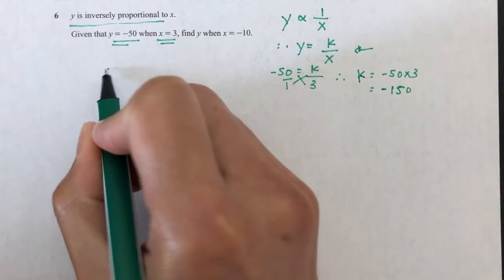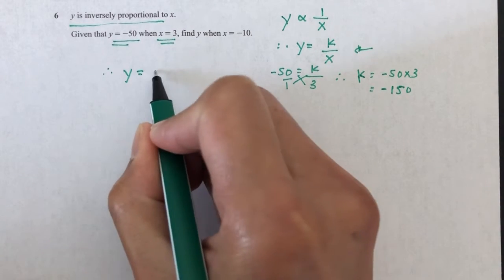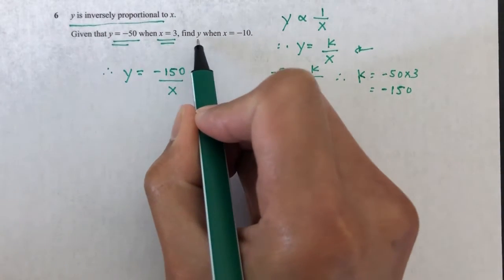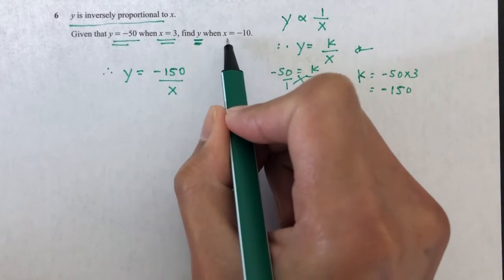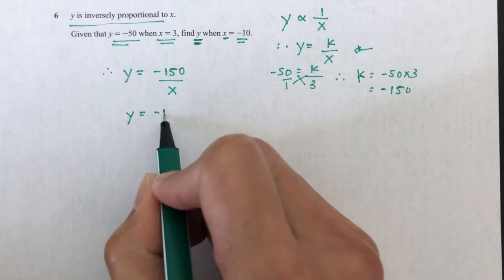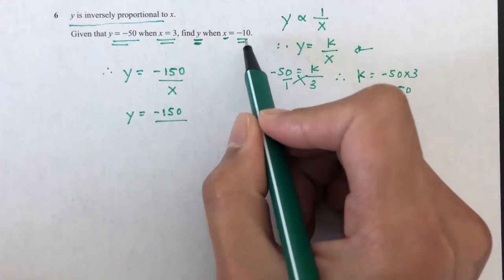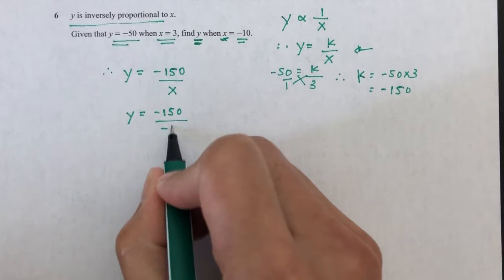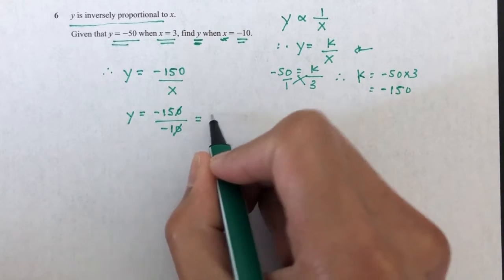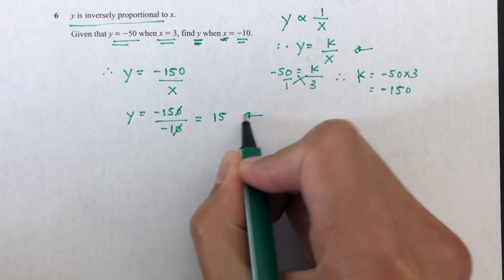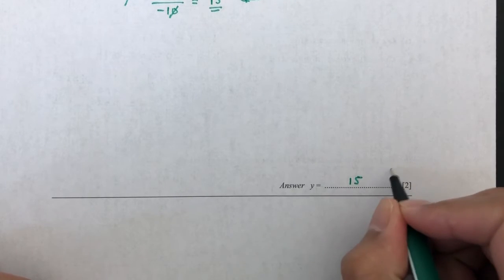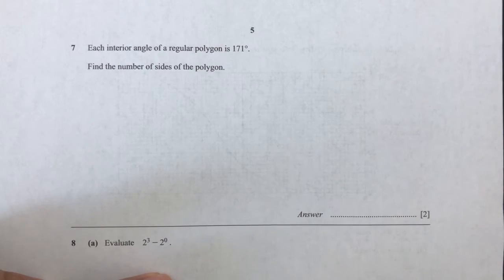So now the new equation will be y equal to minus 150 divided by x. The question now is find the value of y when x is equal to minus 10. So y is equal to minus 150 divided by minus 10. We will have minus 15 divided by minus 1, which will be 15. So your answer for part C will be y equal to 15. And that's it for this question.